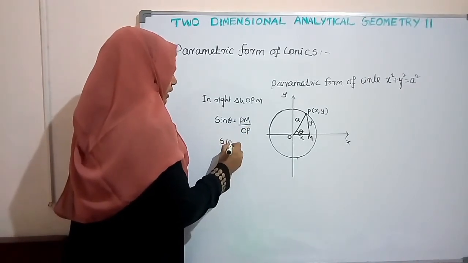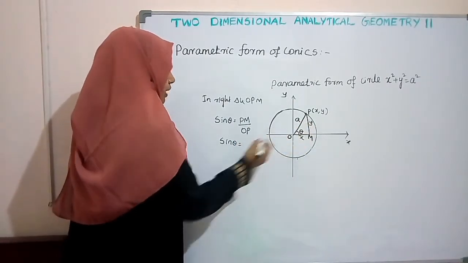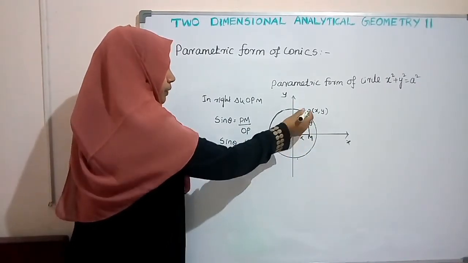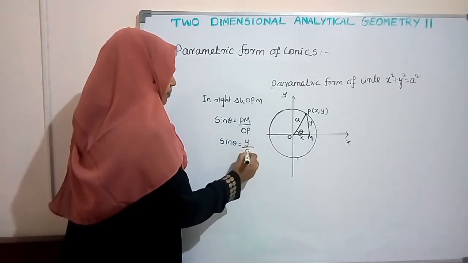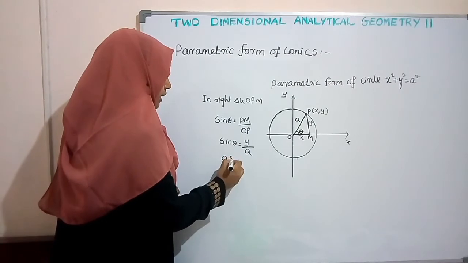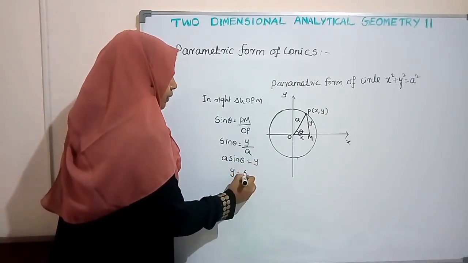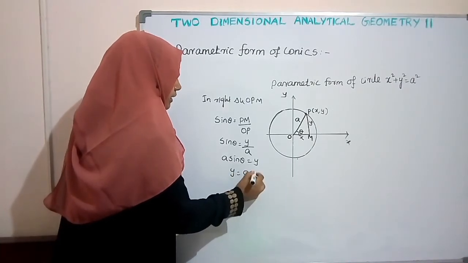So sine theta is equal to PM. That is your y value, and OP, that is a radius A. Okay. Just do the cross multiplication. We can write A sin theta is equal to y. So we can write y value as A sin theta.